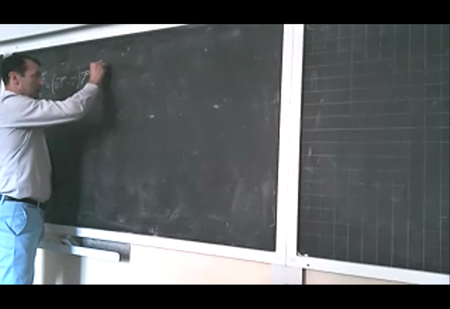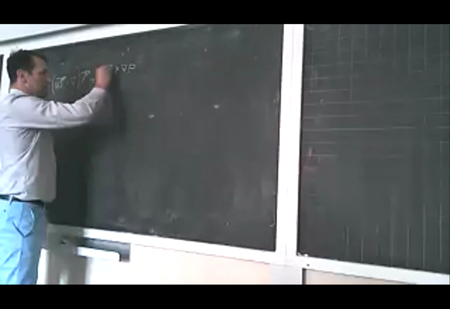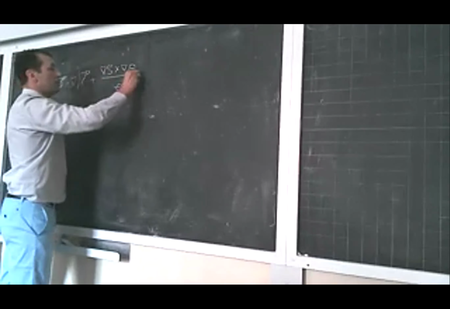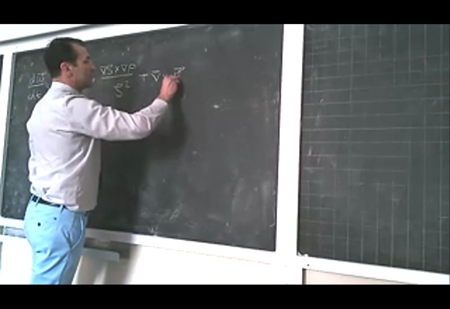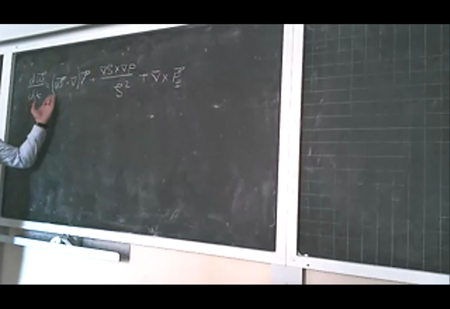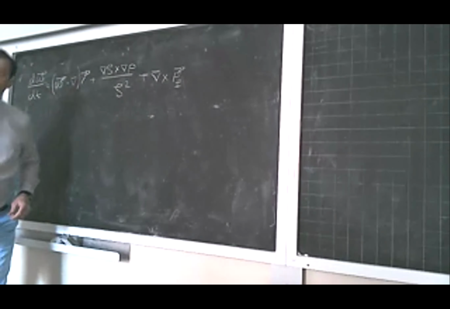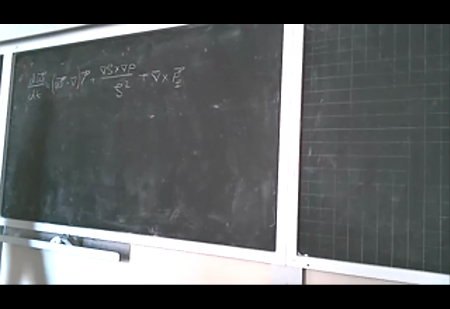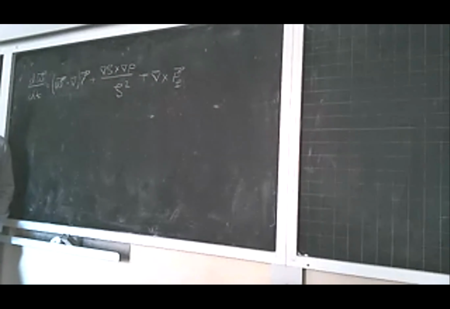Plus nabla rho cross nabla P divided by rho squared, and plus nabla cross F, where this F is some frictional force. This is, by the way, stretching and tilting over this. This explains why a ballerina spins faster when she brings her arms closer to her body and so on. But this is baroclinic generation of vorticity.